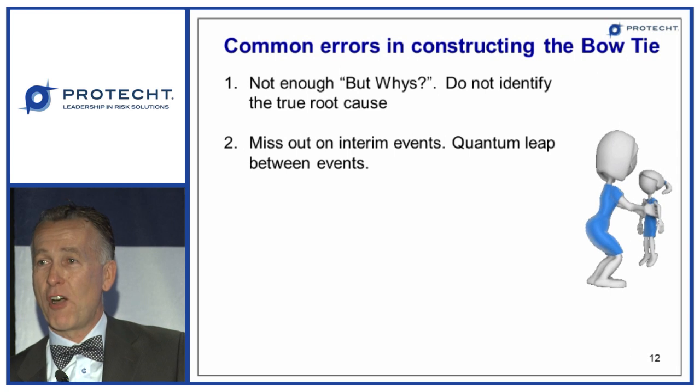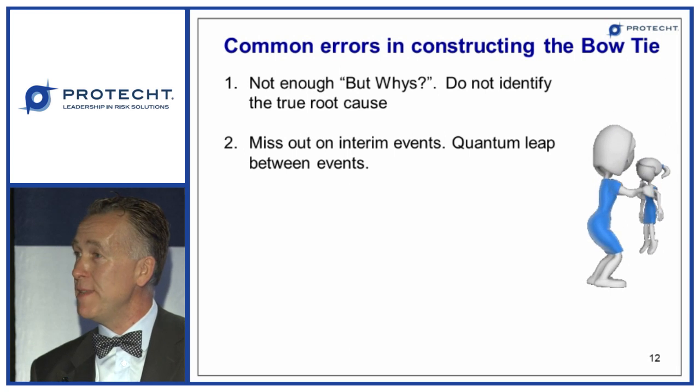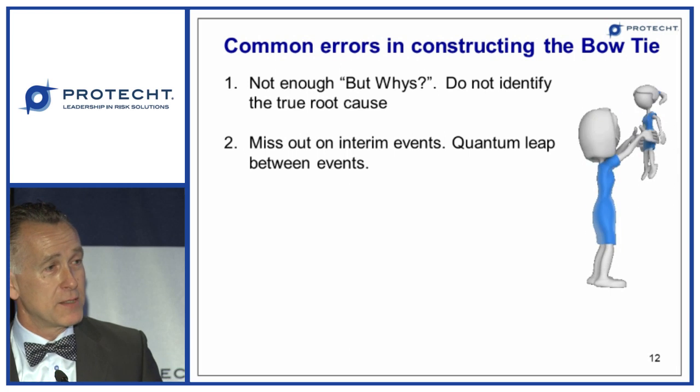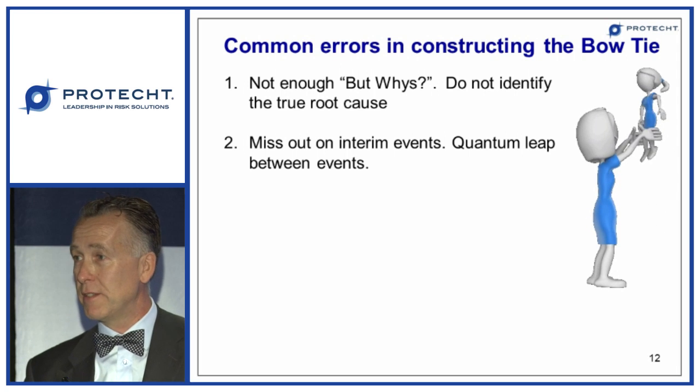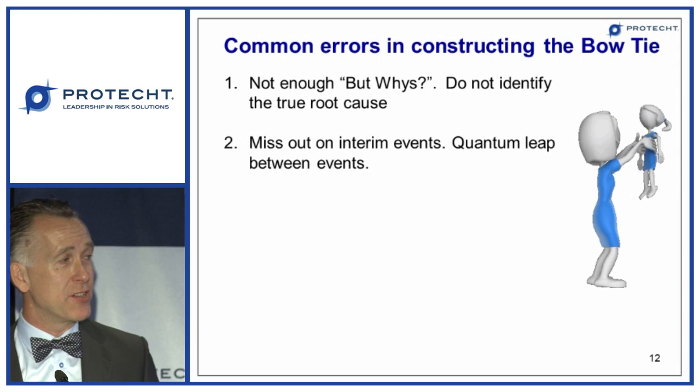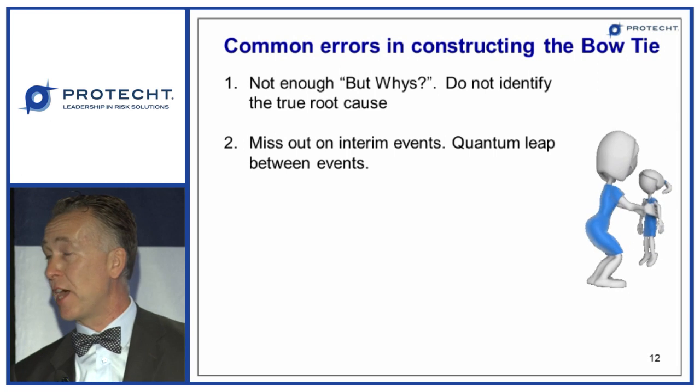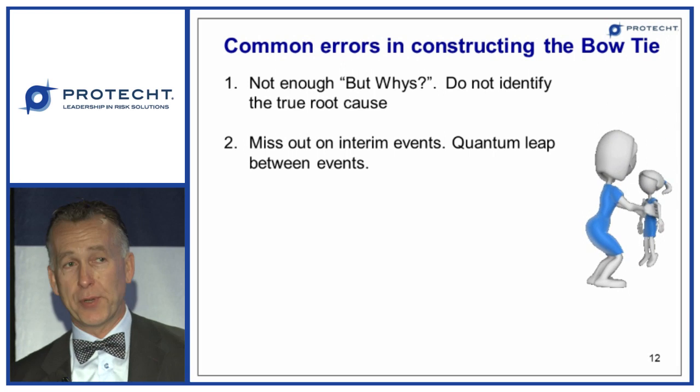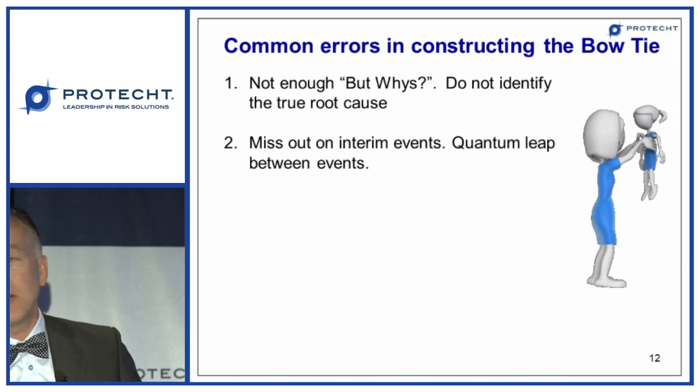The second common error we have is that you miss out the interim steps. So rather than joining up all the boxes, you do a quantum leap from one event to another and miss out what happened in the middle. Don't, because you might miss some really important information. My advice to you is be childlike.